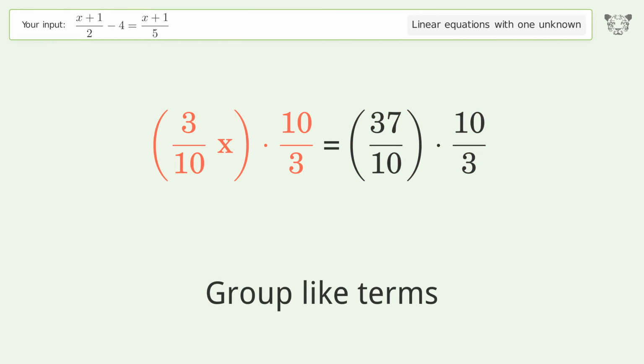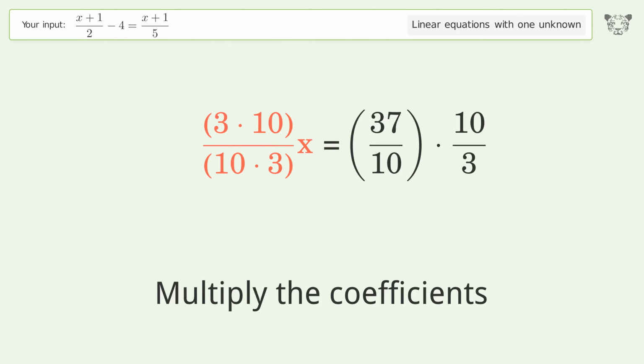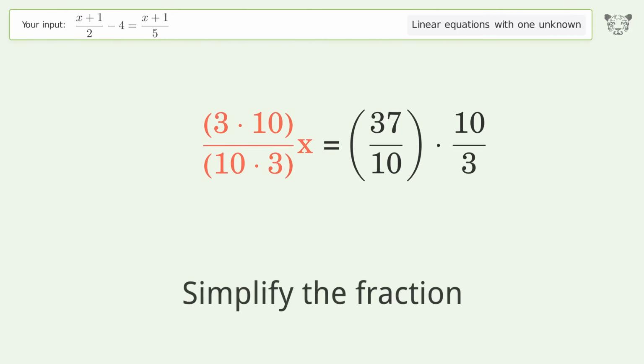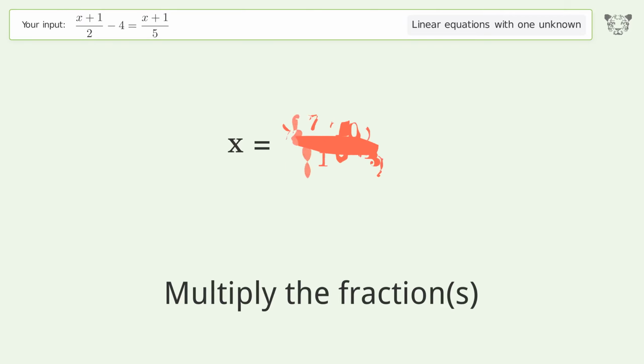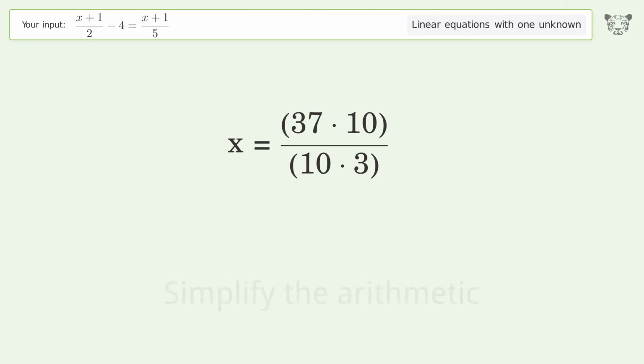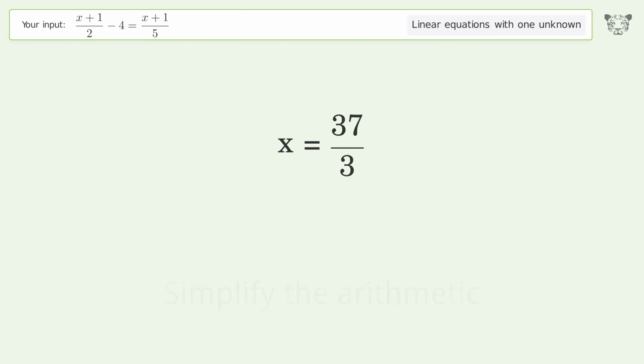Group like terms. Multiply the coefficients. Simplify the fraction. Multiply the fractions. Simplify the arithmetic. And so the final result is x equals 37/3.